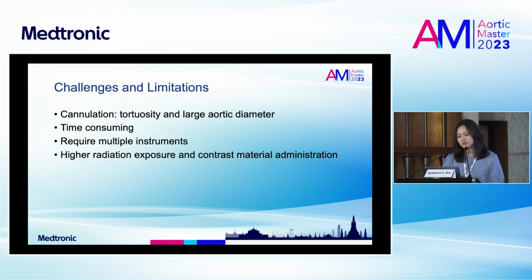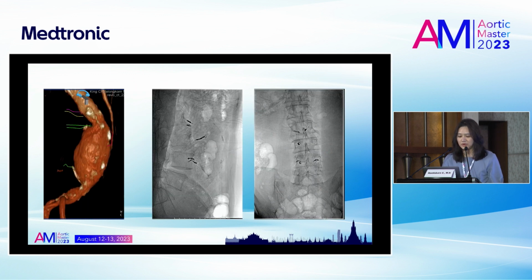It can be very difficult to cannulate the side branch due to the high tortuosity of the vessel and the large diameter of the diseased aorta. It's a time-consuming procedure and requires multiple instruments, and the patient and also the operator are exposed to a higher radiation dose and more contrast material. But this limitation can be minimized by the use of fusion and mapping software.